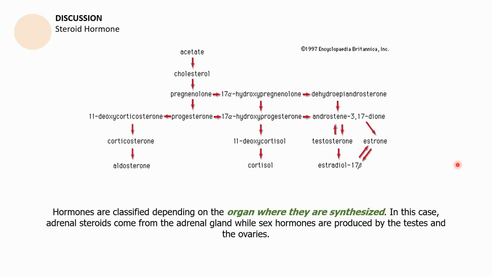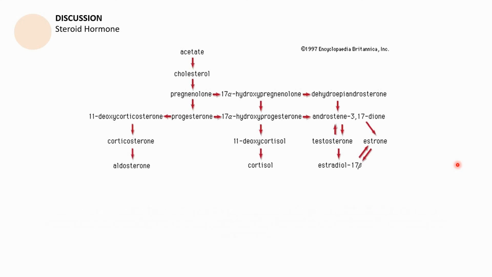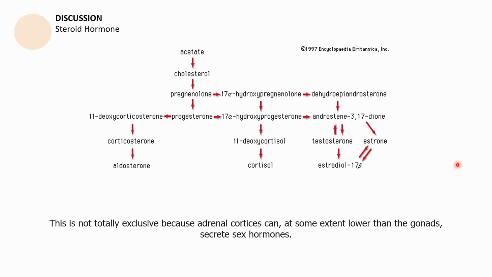Mga hormones are classified depending on the organ where they are synthesized. So, in this case, adrenal steroids are those that came from the adrenal gland. Okay, while sex hormones are produced by the testes or the ovaries. Okay, so, yung mga sex hormones are coming from the sex glands. Bear with me, just think of it like that. I know they can't be just called sex glands, pero just think of them that way na lang, at least for this video.